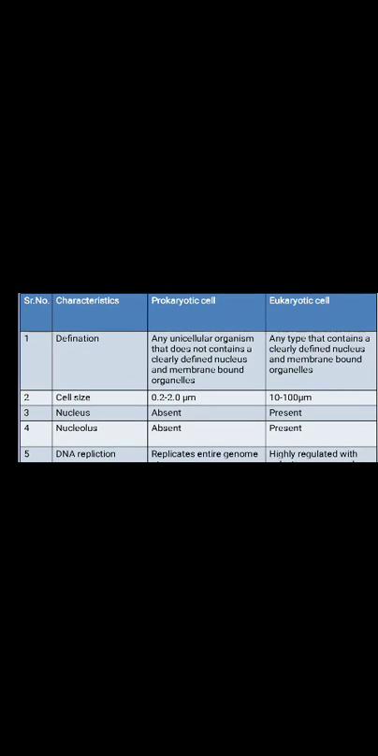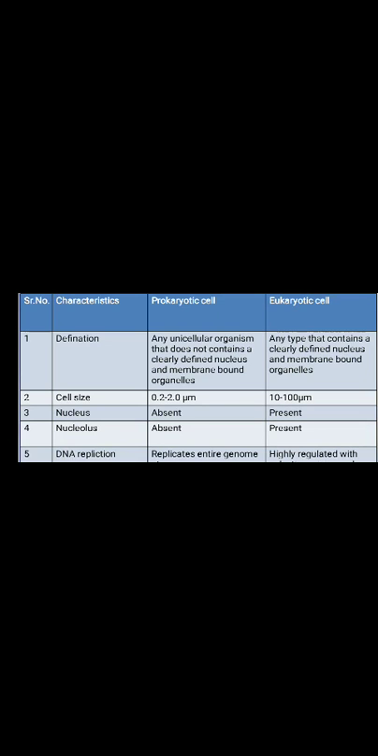Before starting, we should know what is prokaryotic cell and eukaryotic cell. So the first and important part is definition. So prokaryotic cell is any unicellular organism that does not contain a clearly defined nucleus and membrane bound organelles. Means prokaryotes or prokaryotic organisms are unicellular organism or single cell organism which does not contain nucleus and any of the membrane bound organelles. Organelles in prokaryotic cells are absent.